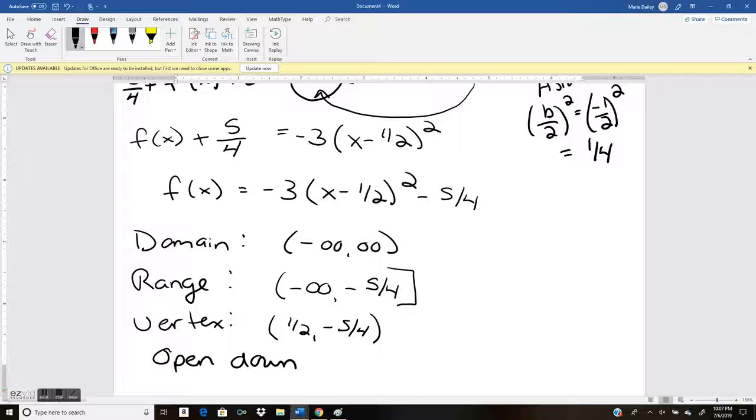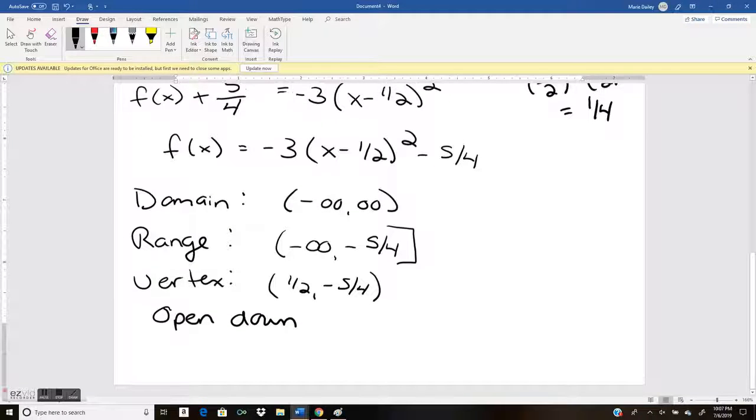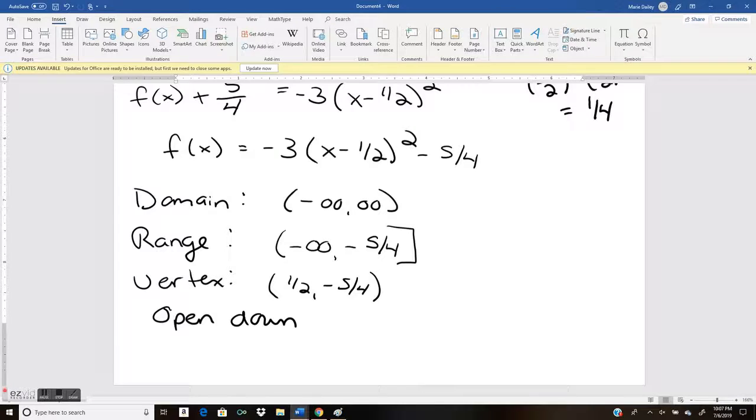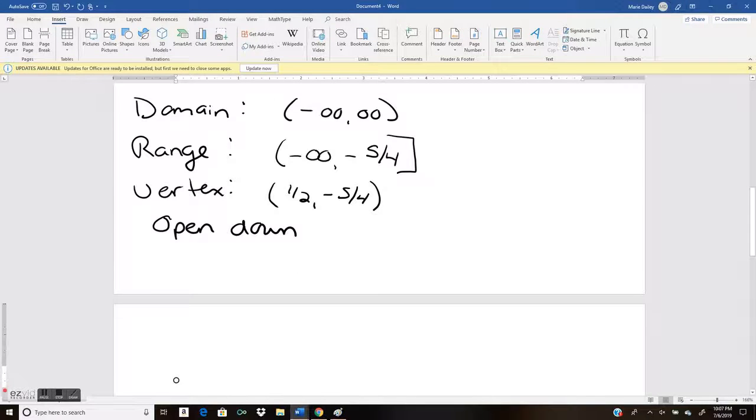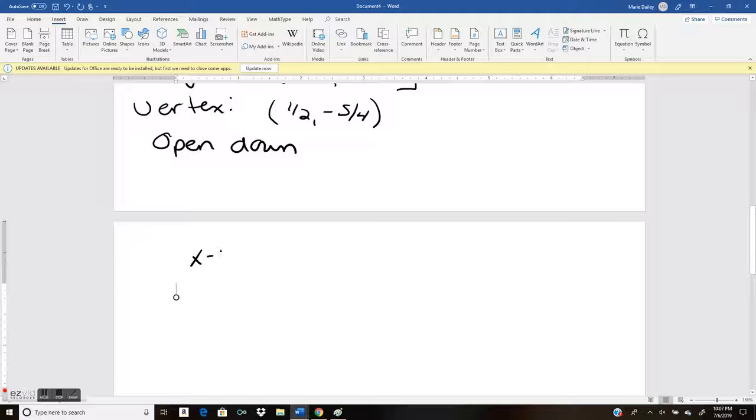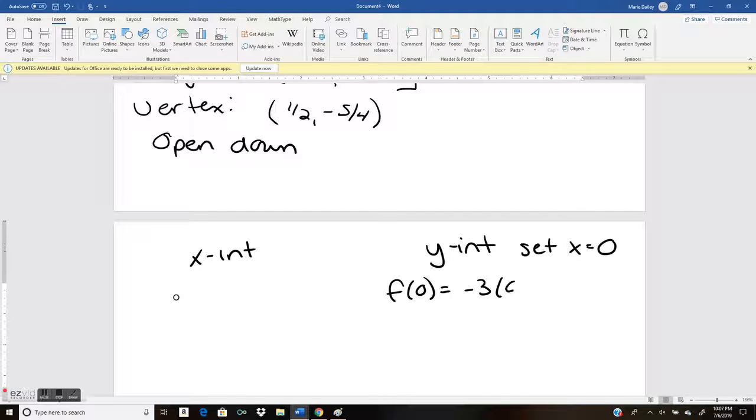So now let's talk about our x and y intercepts. The y-intercept I always find easier because all you have to do is set x equals 0. I like to plug it into the original equation just because it's generally quicker. Not always, but generally. So I have my y-intercept of (0, -2).